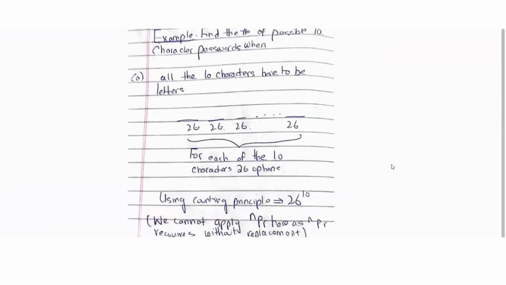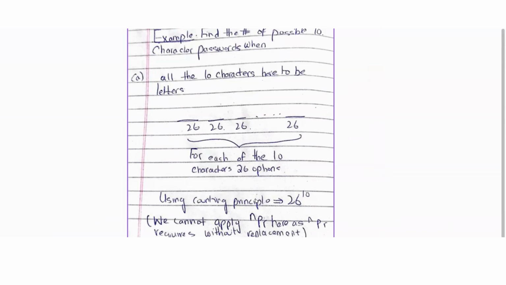Let's look at an example. Find the number of possible 10 character passwords when all the 10 characters have to be letters. For each of the 10 characters, we have 26 options because we have 26 letters. Here we'll apply the counting principle, because the first can be done in 26 ways, the second in 26 ways, the third in 26 ways, and so on. So by the basic counting principle, together they can be done in 26 times 26, multiplying 26 ten times, which can be written as 26 to the power 10.